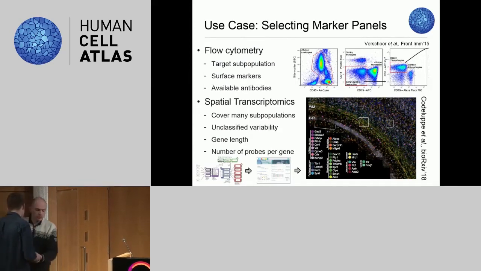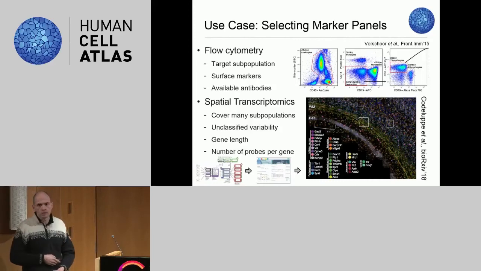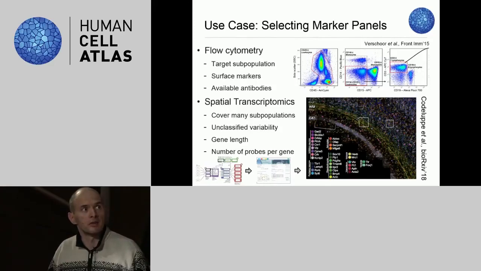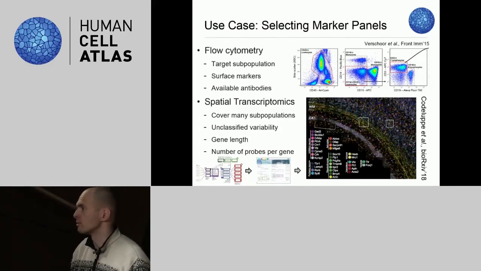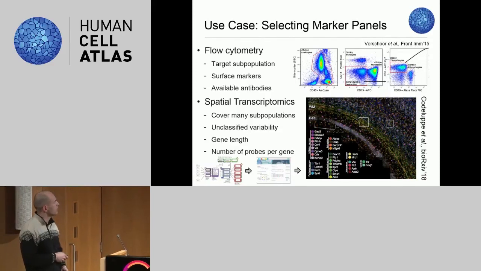Yeah, so a couple of other potential use cases are, for instance, selecting marker panels given a variety of restrictions that are needed for the problem. For flow cytometry, if you found a subpopulation in the atlas you'd like to isolate, you'd like to be able to select markers. And again, there are restrictions as to how many antibodies you can use, which markers are accessible, for which you could get antibodies and so on. All of that could potentially exist as a computational tool that you could easily access.